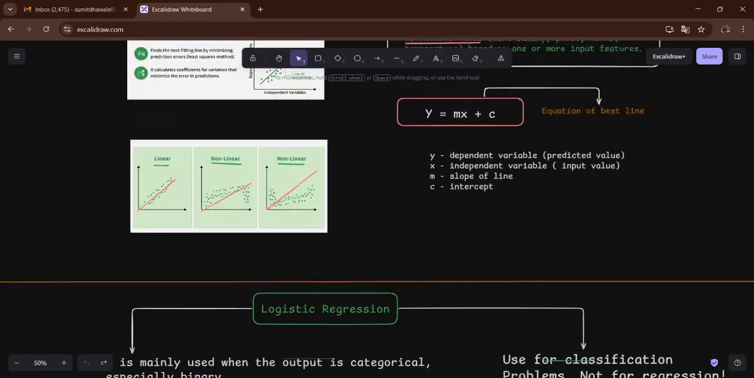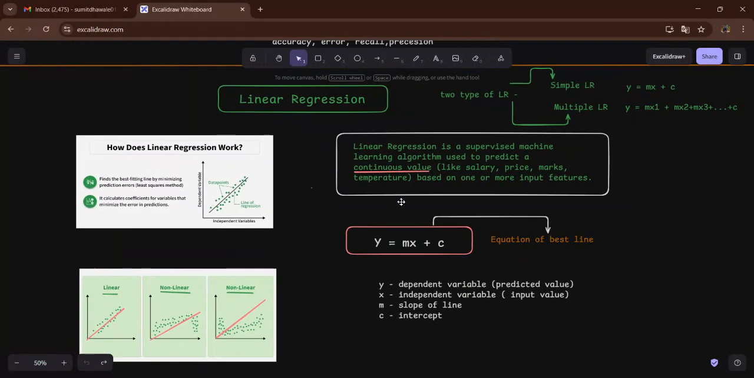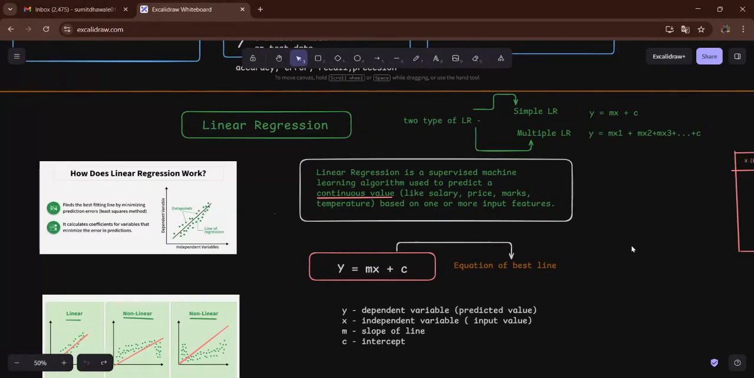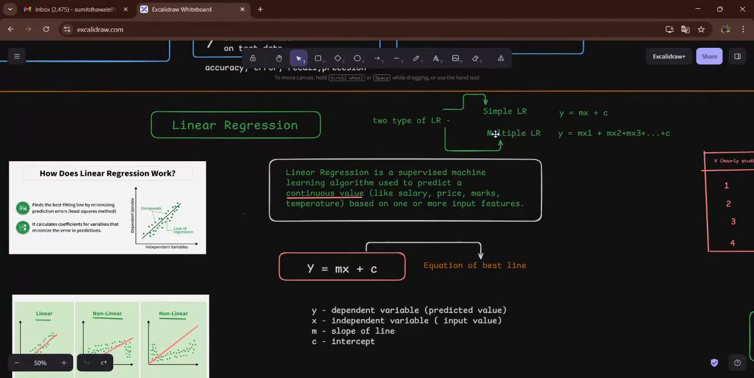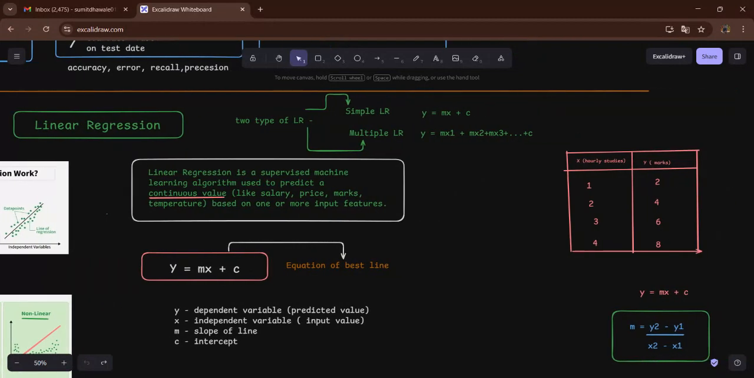So, in our previous lecture, we have covered linear regression. We have seen what linear regression is, what its formula is, and how to find the best fitting line between the data points of the data set. What are the main two types? Simple linear regression and multiple linear regression. Their formulas are y equal to mx plus c, and y equal to m1x1 plus m2x2 plus m3x3 up to n, plus c. So these are the main two types.